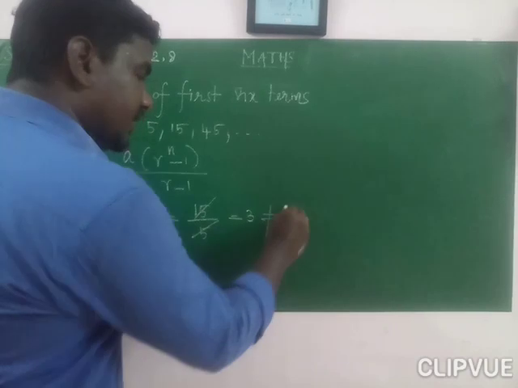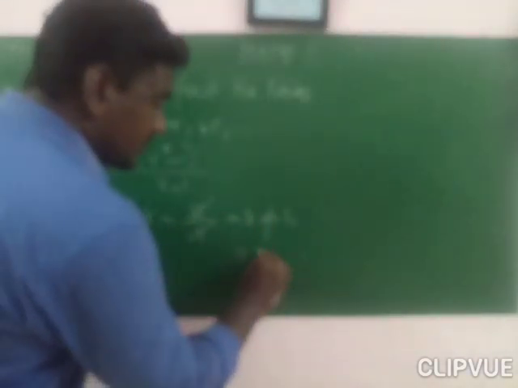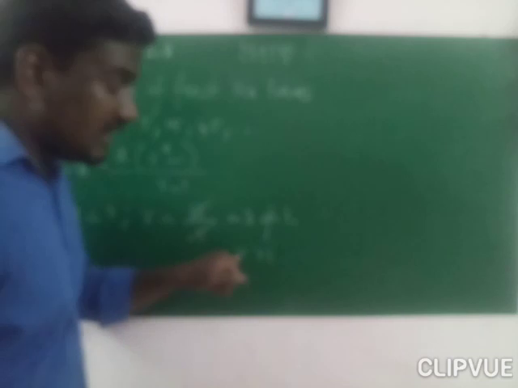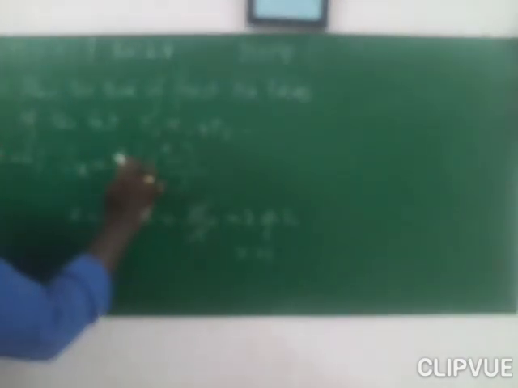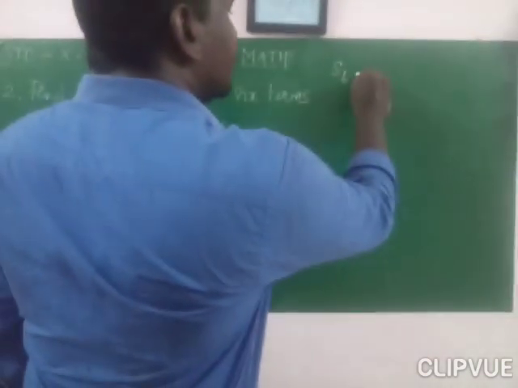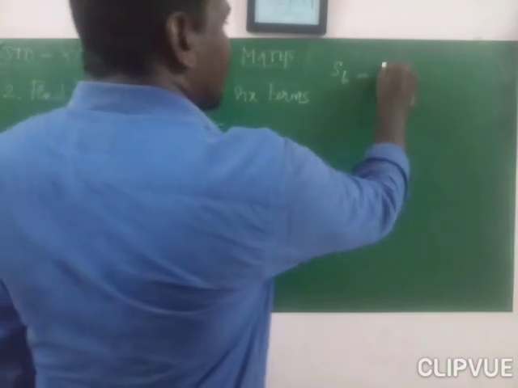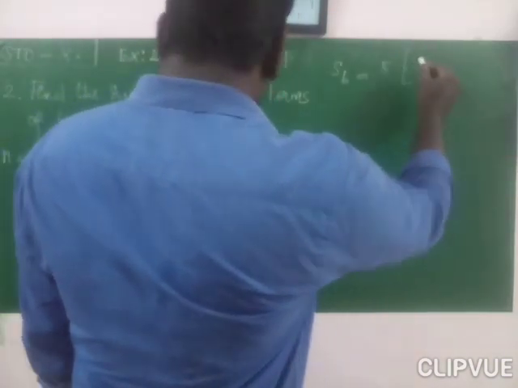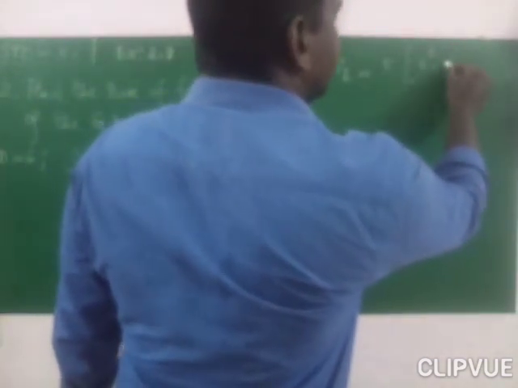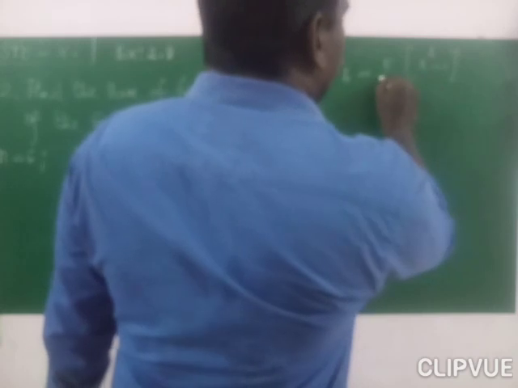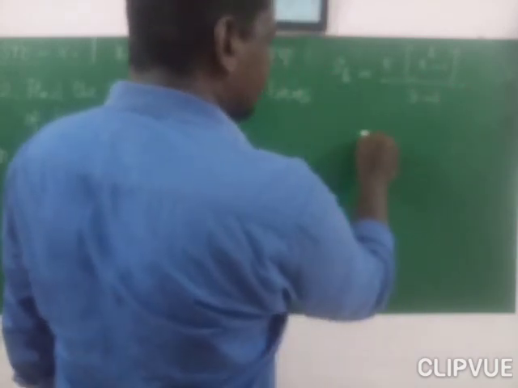You know, it is not equal to 1, as well as greater than 1. R value is 3, which is greater than 1. So we can take the formula Sn equal to A of R power n minus 1 divided by R minus 1. So S6 is equal to A value 5 of R power n, R value is 3, 3 power n value 6 minus 1, divided by R minus 1. 5 into 3 power 6 value.